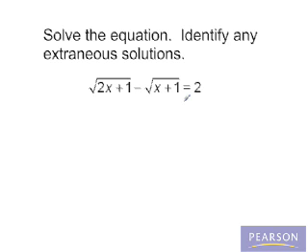Solve the equation. Identify any extraneous solutions. We have the square root of 2x plus 1 minus the square root of x plus 1 equals 2.